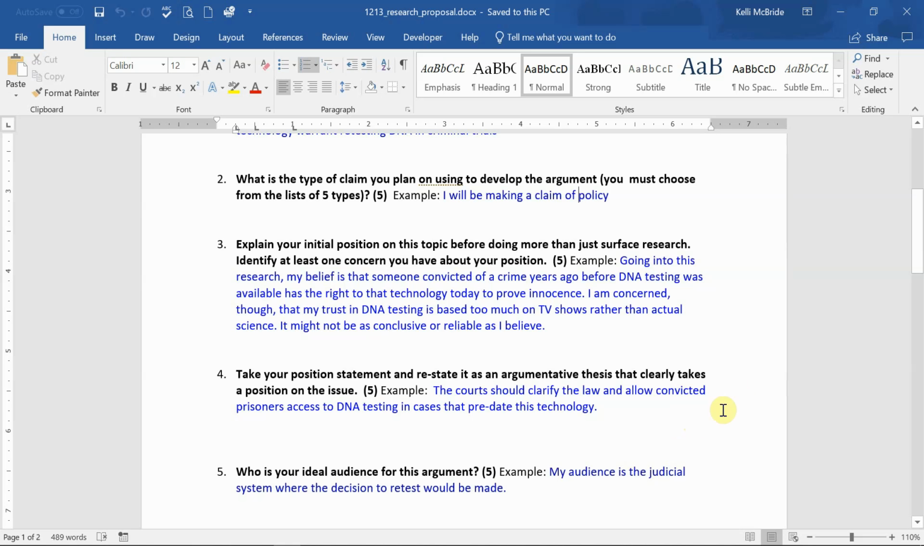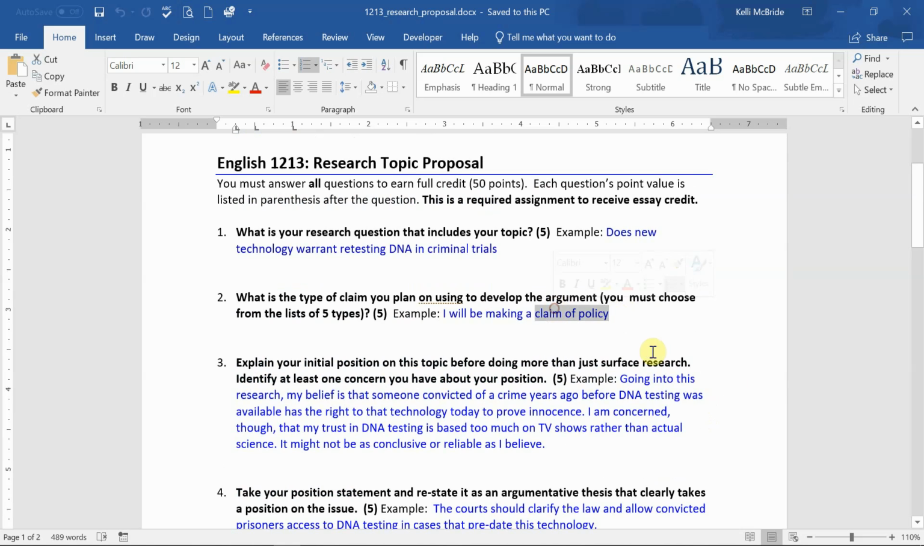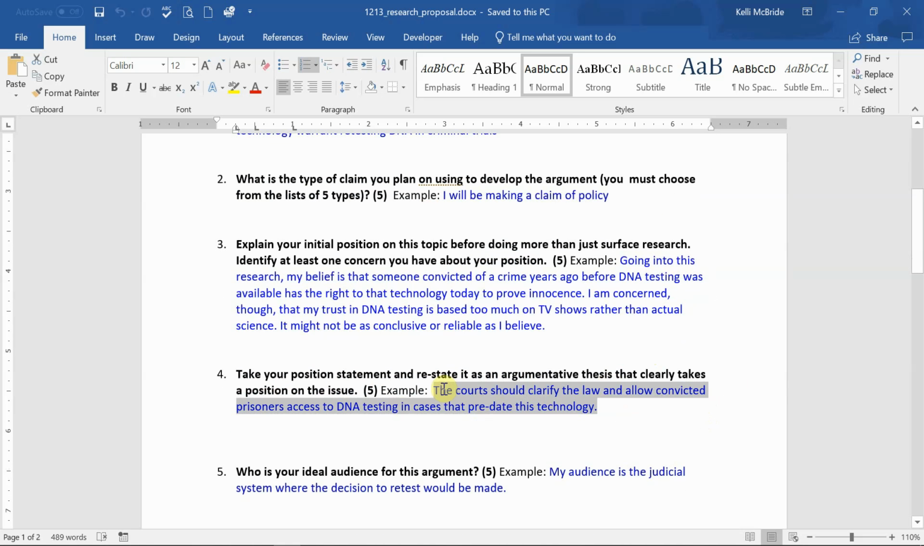Number 4 asks you to write an argumentative thesis. So you can see that if my claim is one of policy up here, then my argumentative thesis should be a claim of policy. And so you can see here that I'm asking the courts to clarify the law. Well, law is policy, and so it's going to match my claim.